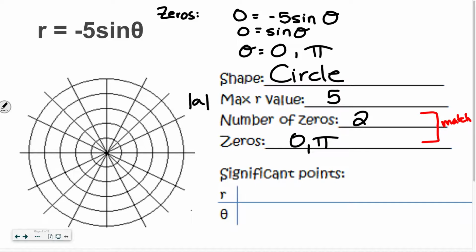Now, I'm going to use those zeros to help me build my significant points, which is basically a table of values to help you graph. Since both of these are zeros, these are the angles, right? Theta equals 0 and theta equals pi. Since they are by definition zeros, their r value is 0. Okay, so I could put 0 and pi in here. I'm going to leave some space in between. But both of them give me r values of 0 because I said they were zeros.